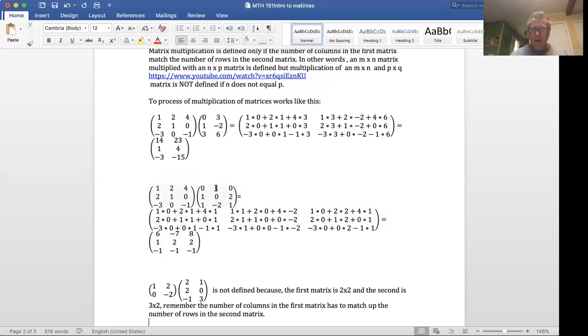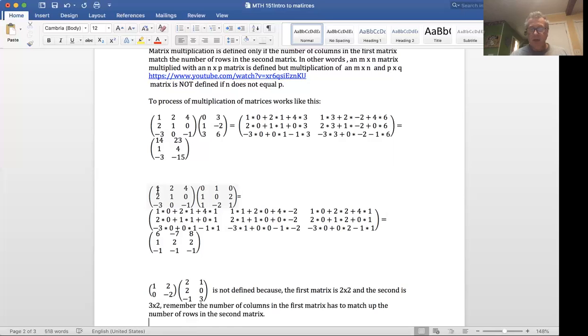First row, first element, second column, 1 times 1. Second element in first row, second element in second column, 2 times 0. Third element, first row, third element, second column, 4 times minus 2. That adds up to be minus 7.